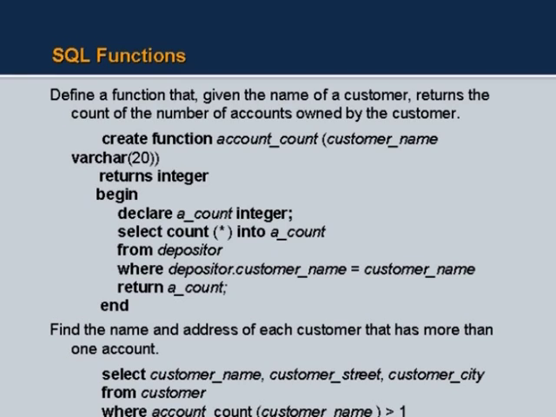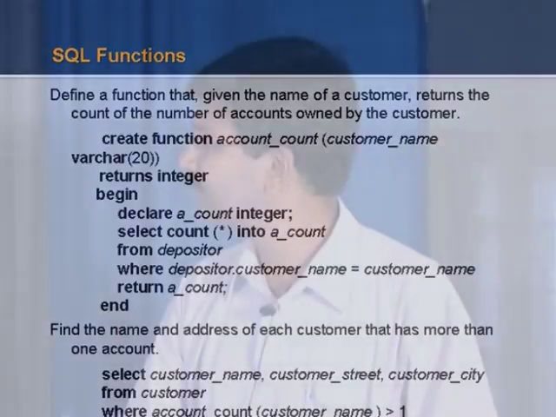So this query finds customers who have more than one account. So what are we doing here? Select these things from customer, where account count, this function of customer name, is greater than one. It's clear that this is a simple function. Its utility is very obvious. Any questions?